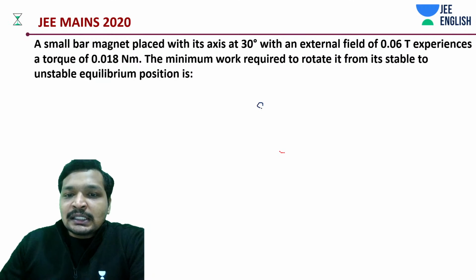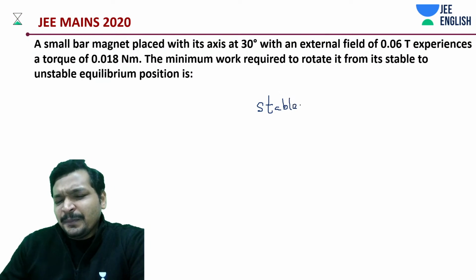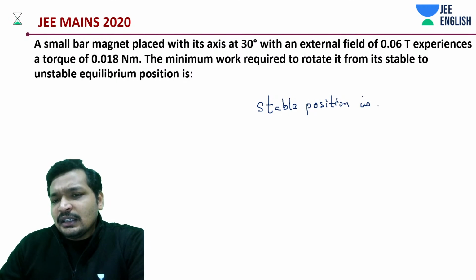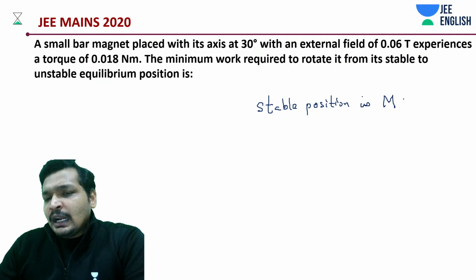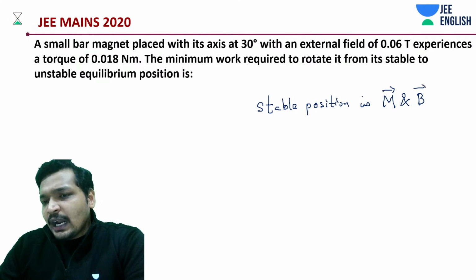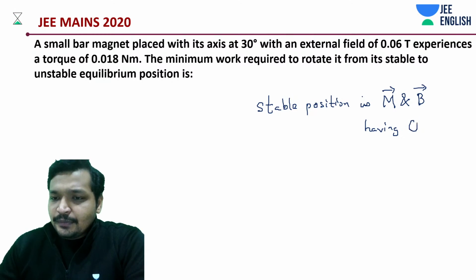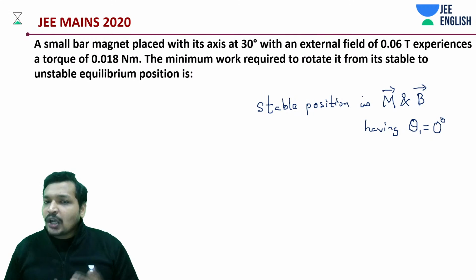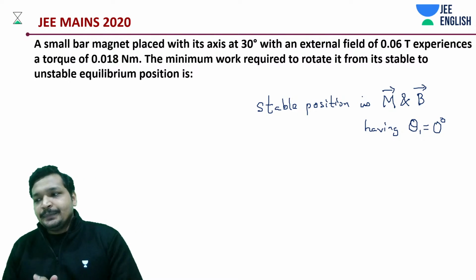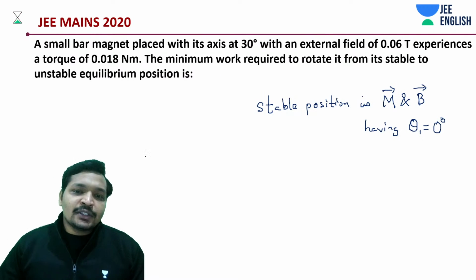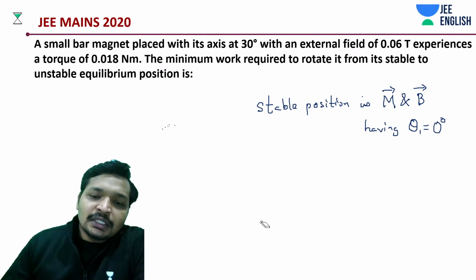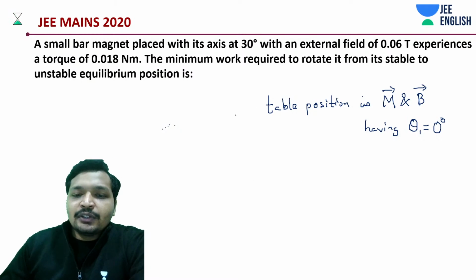So what is the stable position? Stable position is when the moment and field vector, you can think about it, have how much angle between them? 0 degrees. Why? Minus mb cos theta, minus m dot b. That's it. Just try to grasp it right away, students. If you haven't done these concepts earlier, it's not at all a problem, but you need to focus and try to grasp it. You will get it.